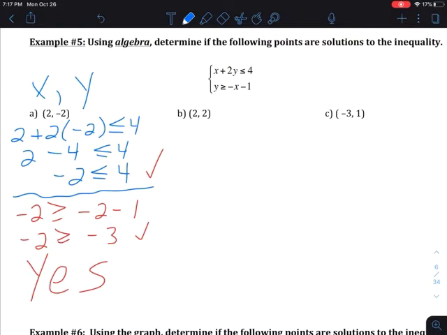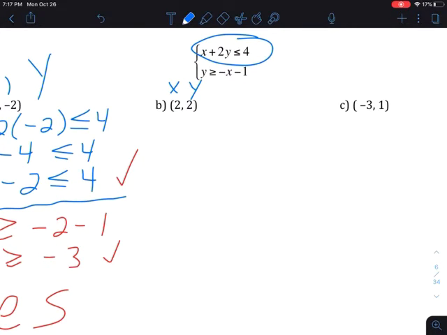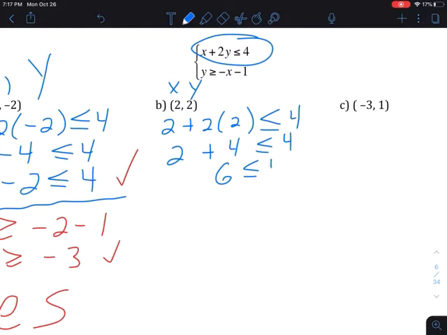Let's try the next one. Again, x and y for 2 and 2. So doing the first one here. So 2 plus 2 times 2 is less than or equal to 4. Multiply to get 2 plus 4. And then add to get 6. Now 6 is not less than 4. So we're going to put no here. We're going to stop. We do not care about the second inequality. If it does not work for one, it cannot work for the system. So we move on.